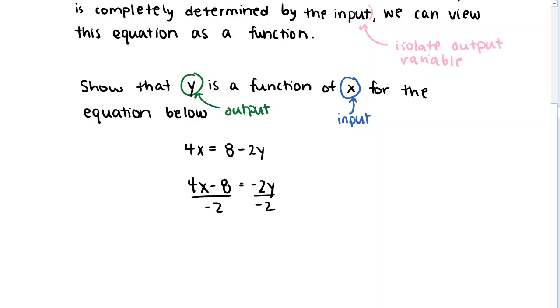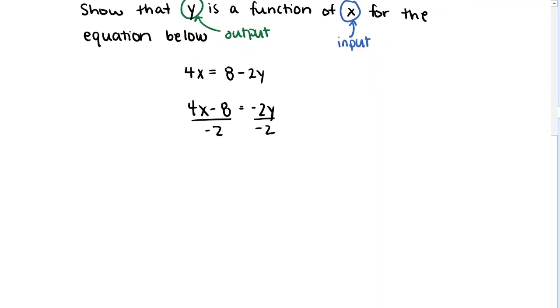Alright, a mistake I see frequently in these kinds of problems is that students forget to divide both of these terms by -2. Dividing the left side by -2 amounts to dividing every term on the left side by -2. It's kind of like distributing it. So this comes out to be -2x plus 4, because that -2 is dividing both terms. And on the right side, we just have y.